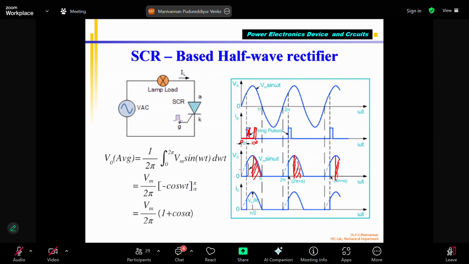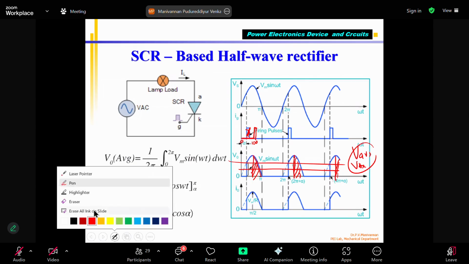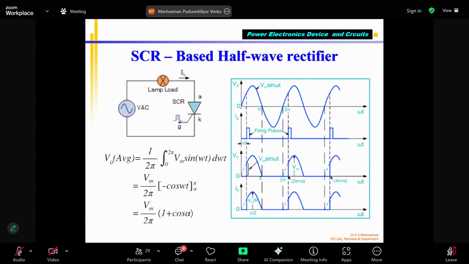So, if I find the average voltage for different conduction angles, then V average or VDC will be lesser. That's why this is called a silicon controlled rectifier. Correct? I am controlling the angle of conduction. This is called angular conduction. I can give the pulse here, or here, or here. Accordingly, my SCR will conduct.